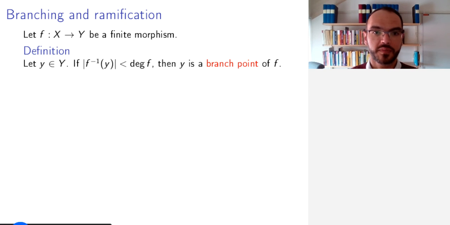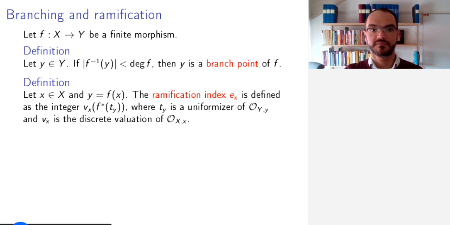So there cannot be more points than the degree, because otherwise you would get a field extension of too high a degree. So you would hope that the number of points in the pre-image are equal to the degree, but if it is not, then you call it a branch point of F.